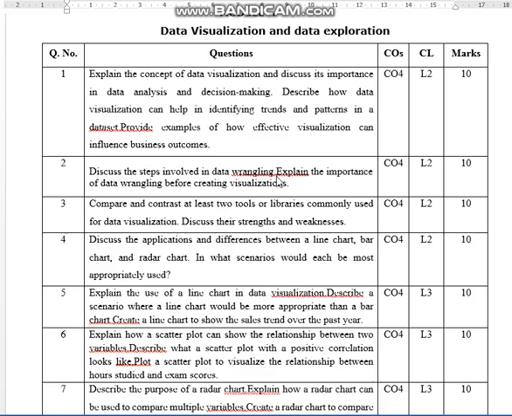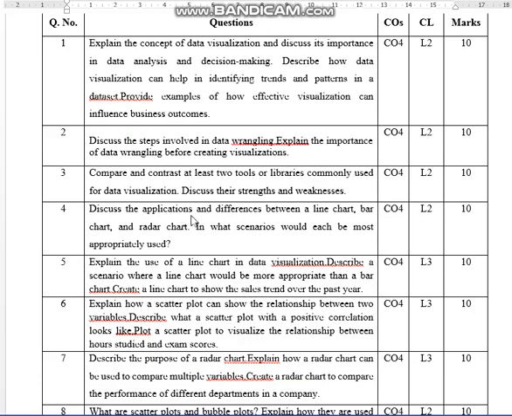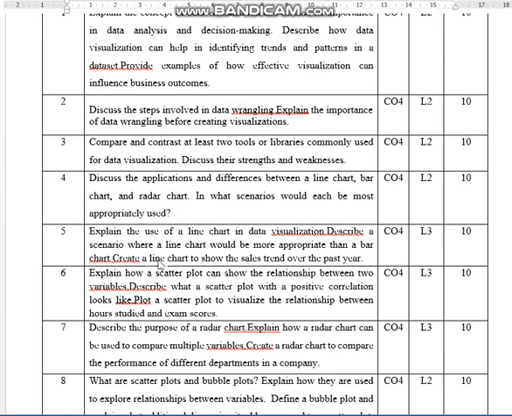Discuss the steps involved in data wrangling. Explain the importance of data wrangling before creating visualization. So 10 marks question. Compare and contrast at least 2 tools or libraries commonly used for data visualization. Discuss their strengths and weaknesses. And discuss the applications and differences between a line chart, bar chart, radar chart. In what scenarios would each be most appropriately used?